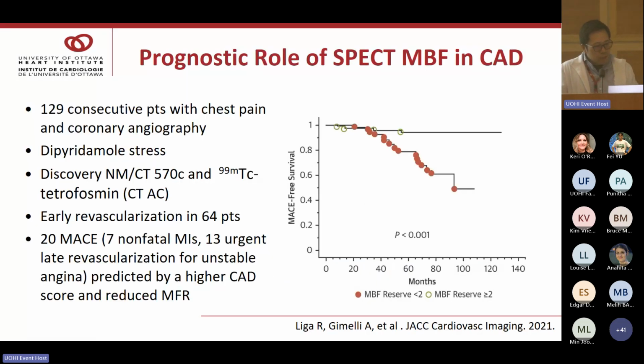More recently, SPECT MBF has been shown to have prognostic value in CAD patients. This is the data from 122 patients with chest pain who underwent SPECT MBF measurement. The Kaplan-Meier curve showed that MFR below 2.0 was associated with worse outcome. And I'm expecting the SPECT data on CMD to be available in the near future.